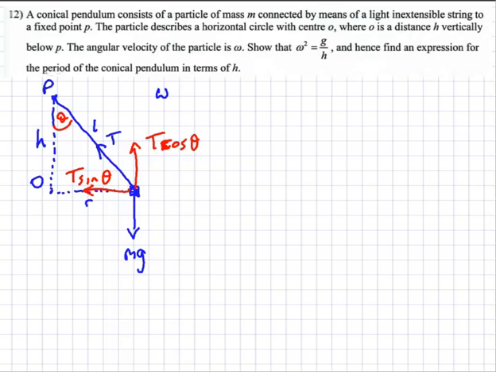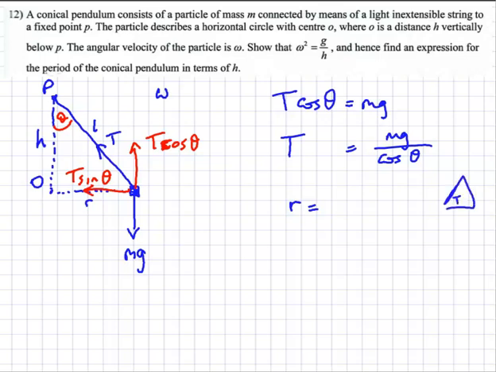Let's first work through the vertical components. So we know that with the vertical components t cos theta is equal to mg. So similar to the last question, t is equal to mg divided by the cos of theta. Now, meanwhile, if we want to describe r, we can do that in terms of h. Where we appreciate the opposite over adjacent is the tangent, so the opposite is going to be the adjacent multiplied by the tangent of the angle.